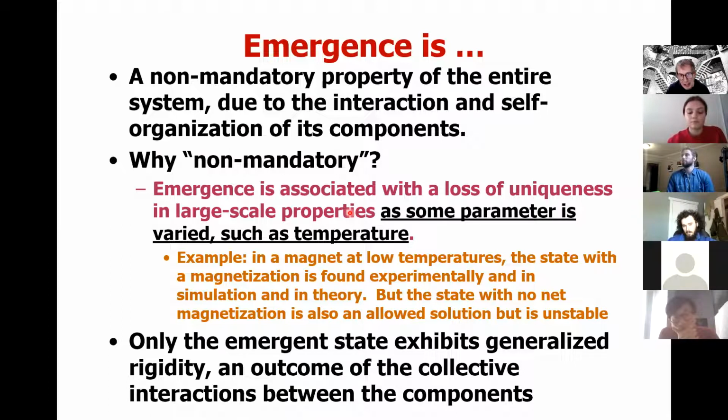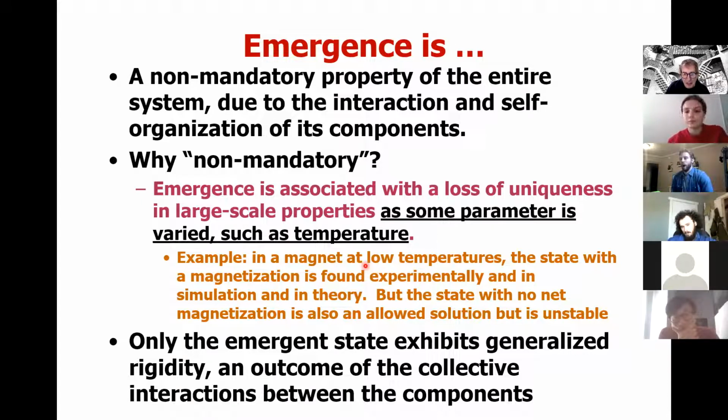So that's that. Now, what is emergent? I told you what it isn't. Here's an attempt at a definition. It's a non-mandatory property of an entire system due to the interaction and self-organization of its components. If you wanted a one-sentence description of emergence to put inside a fortune cookie, that might be it. By non-mandatory, I mean the loss of uniqueness in large-scale properties as you vary some parameter, such as temperature. We talked about that when we talked about fluids and solids, and the same thing is true in other systems.